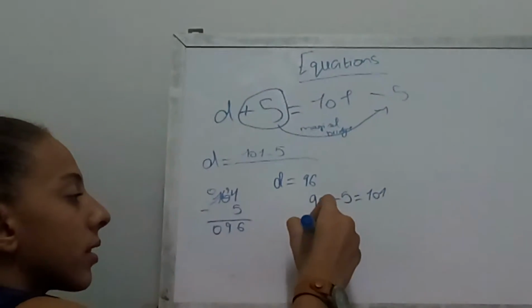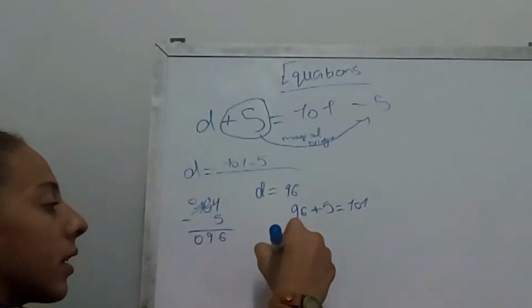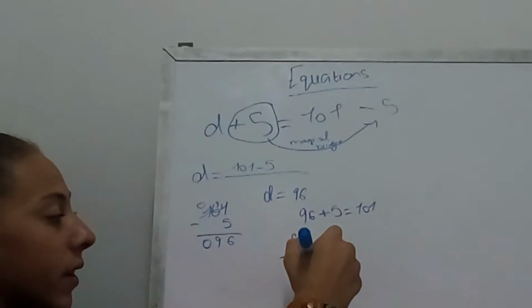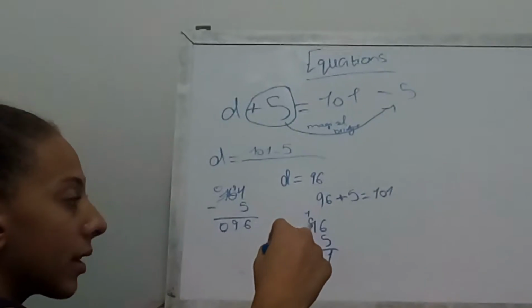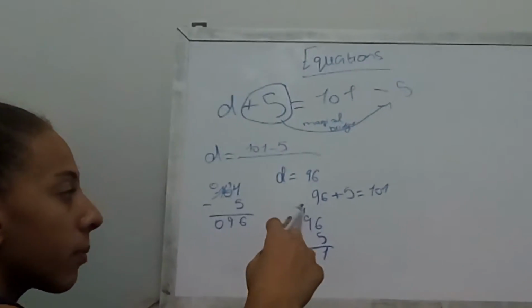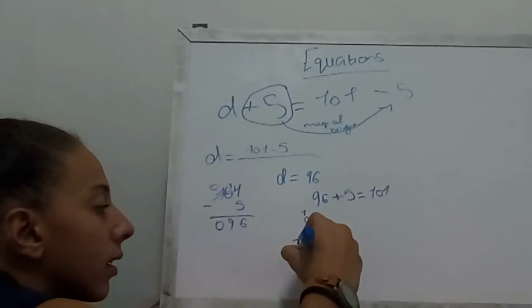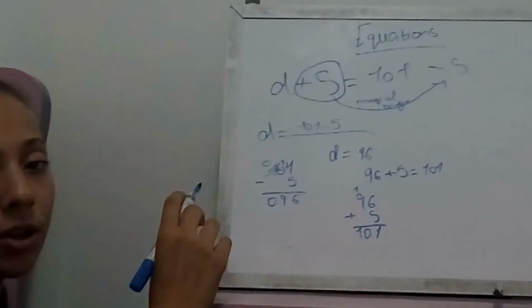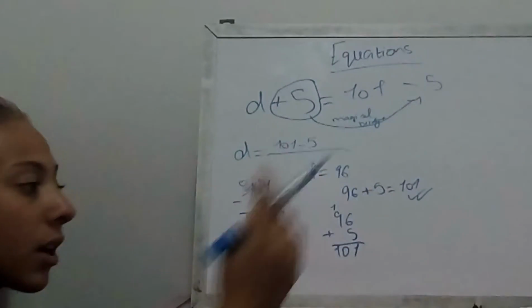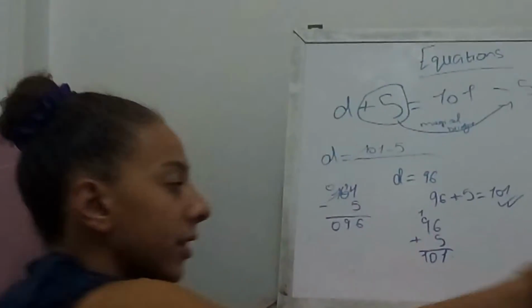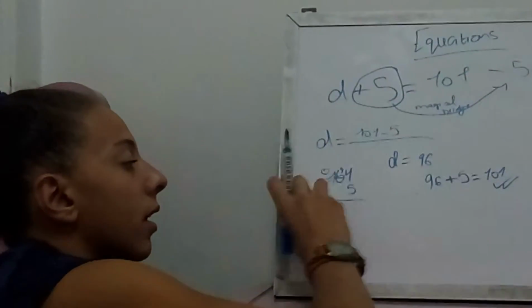Let's solve it. 6 plus 5 is 11, so we put 1 here. Okay, and 9 plus 1 is 10. So it's 101. This answer is the same as this answer, so we solved it right. Okay? That was so easy.